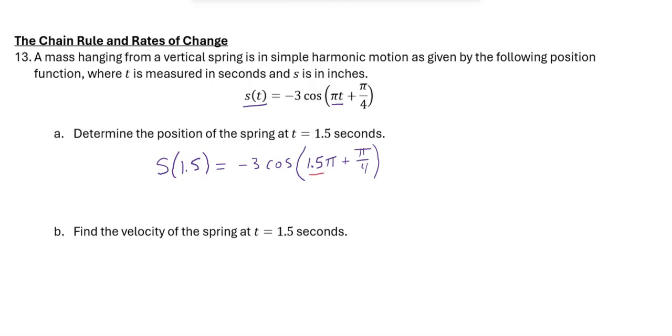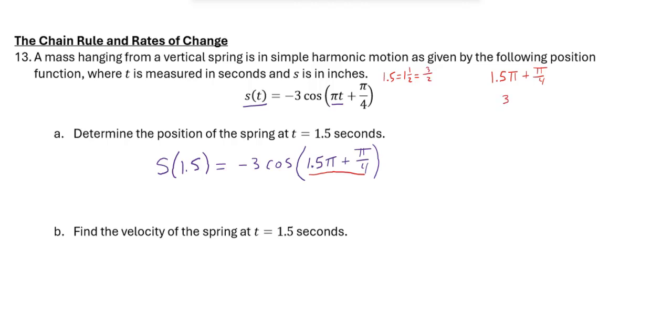I want to figure out what in the world is all of this right here. So I'm going to analyze this kind of off to the side. 1.5 pi plus pi over 4. Now 1.5 means 1.5. You probably are aware of that. And 1.5 as an improper fraction, 2 times 1 plus 1 is 3 over 2.